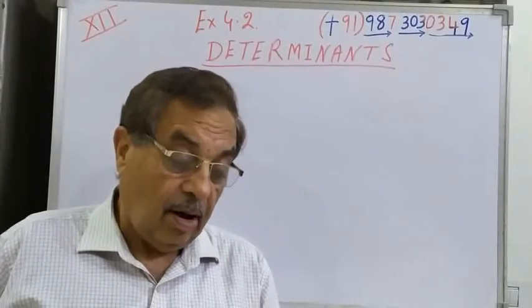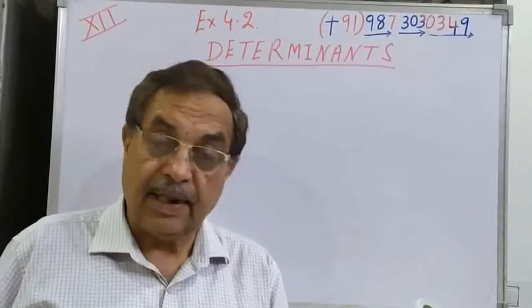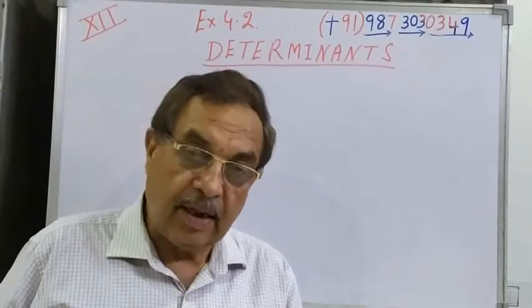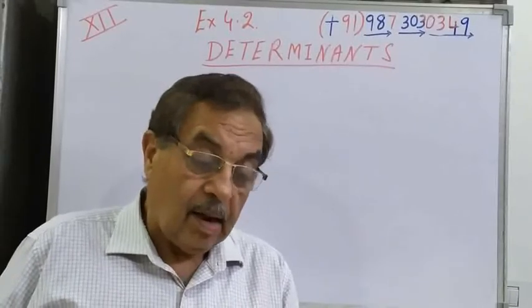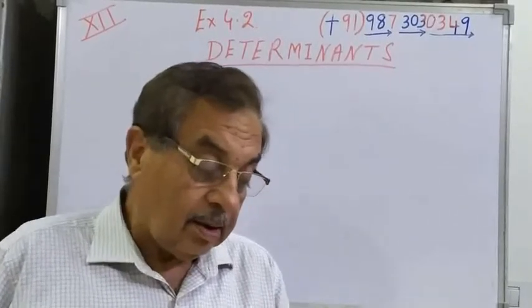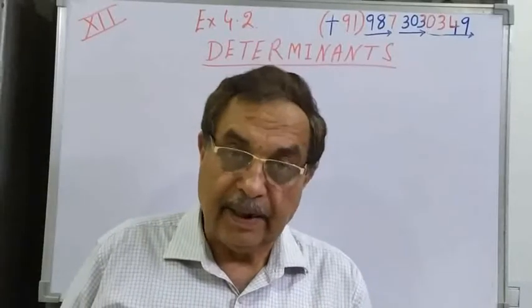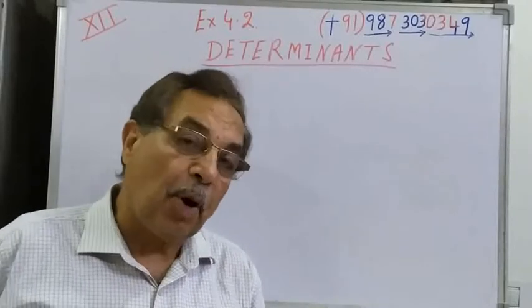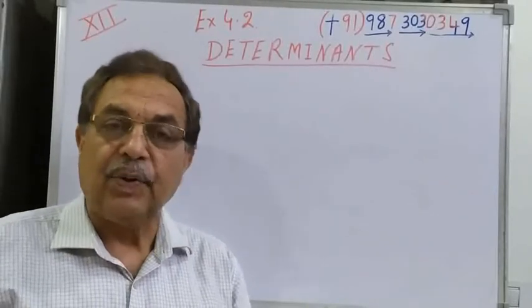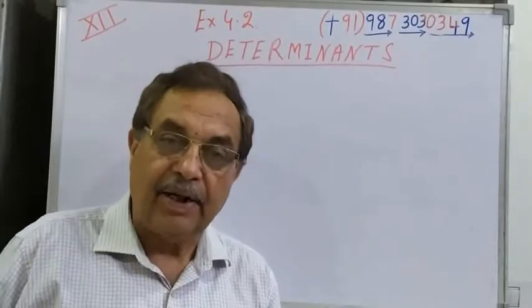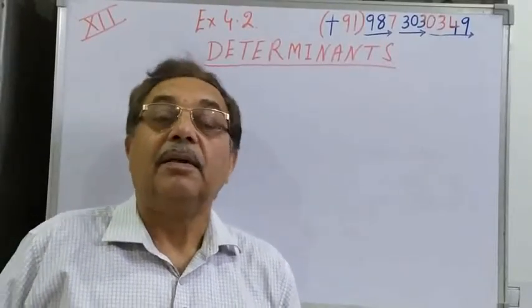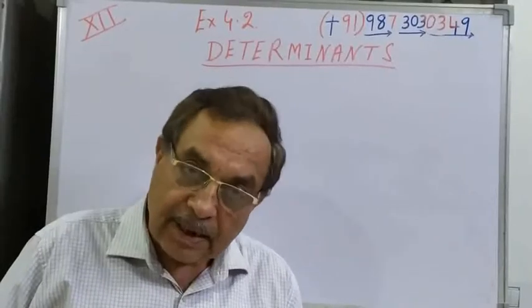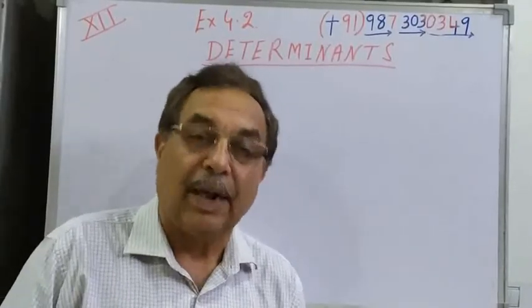Today we will do the next exercise on the determinants, that is exercise 4.2 of NCERT of class 12th. Now these are called the identities in the determinants, and these have to be solved by using the properties. In these questions we are not supposed to expand the determinant, but we have to solve these determinants on the basis of the properties. For example, I take up question number 1.